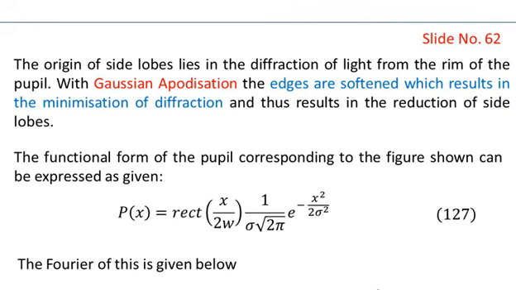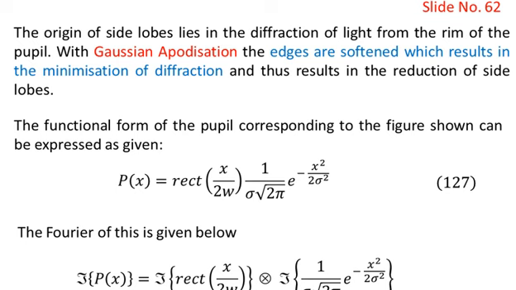The origin of side lobes lies in the diffraction of light from the rim of the pupil. With Gaussian apodization, the edges are softened, which results in the minimization of diffraction and thus results in the reduction of side lobes. So you see that here we have given a crude justification for the reduction in side lobes using the Gaussian apodization: the edges are softened.